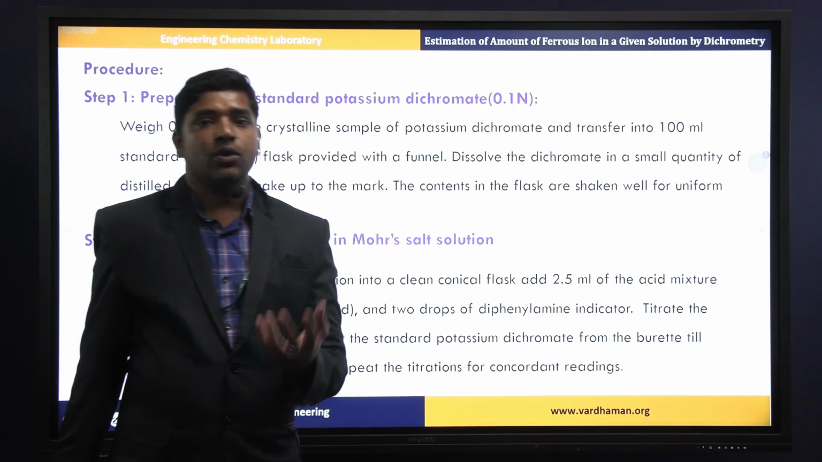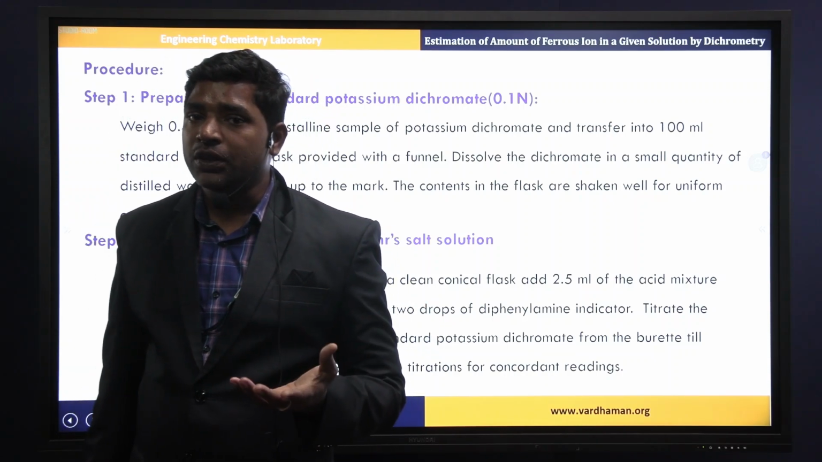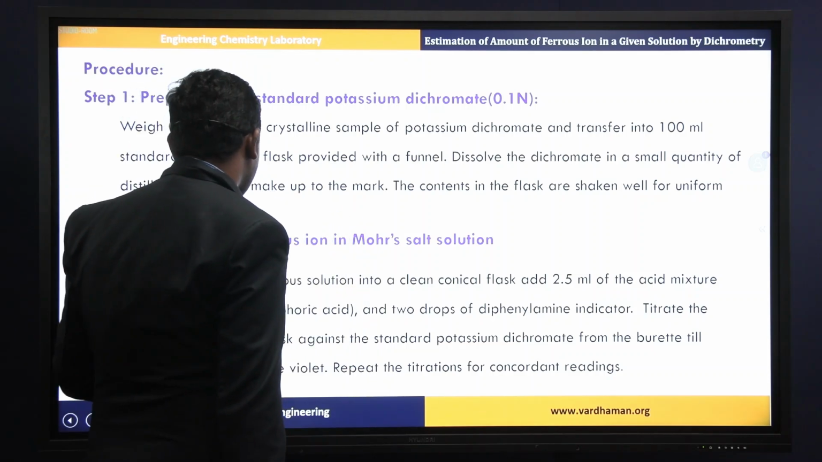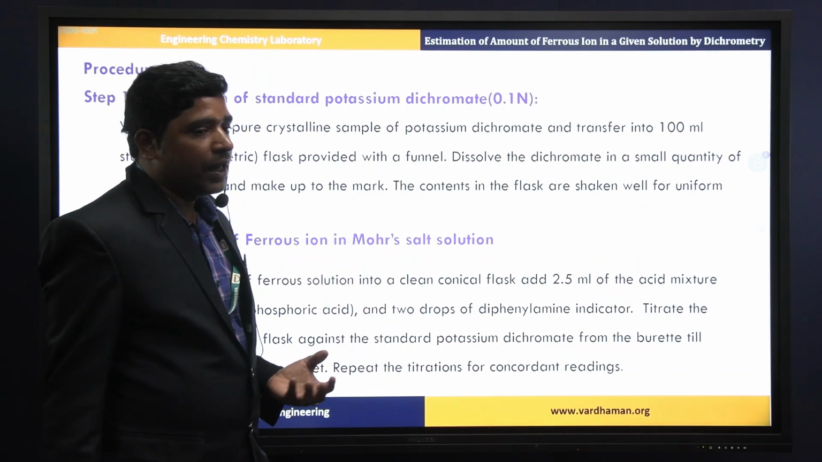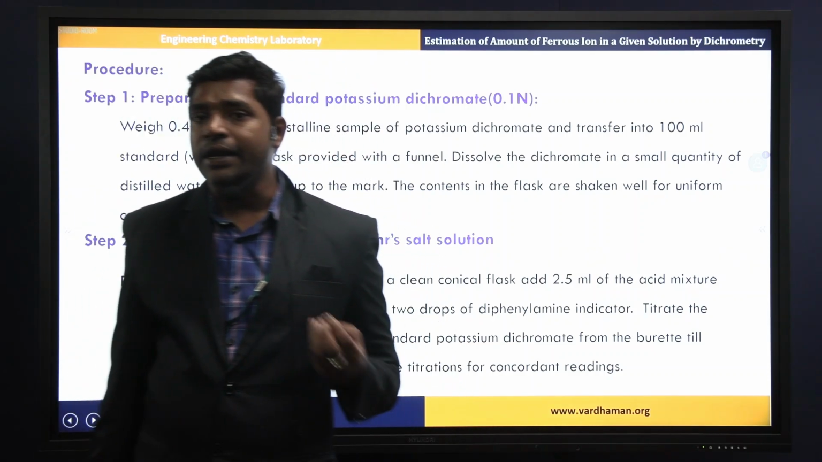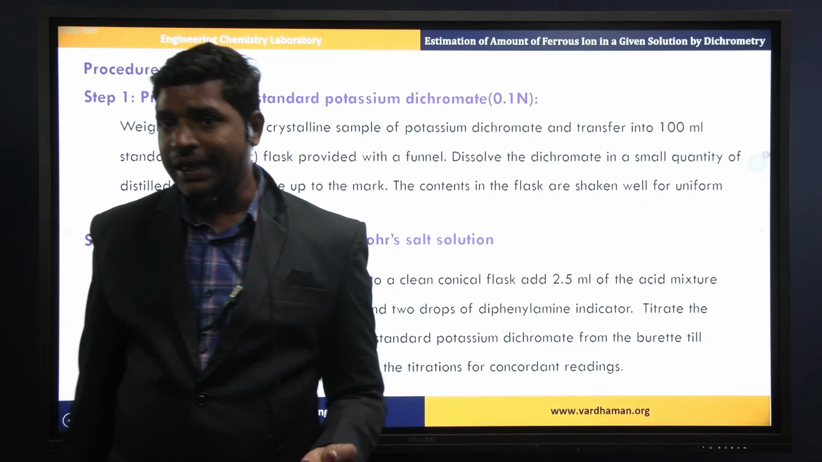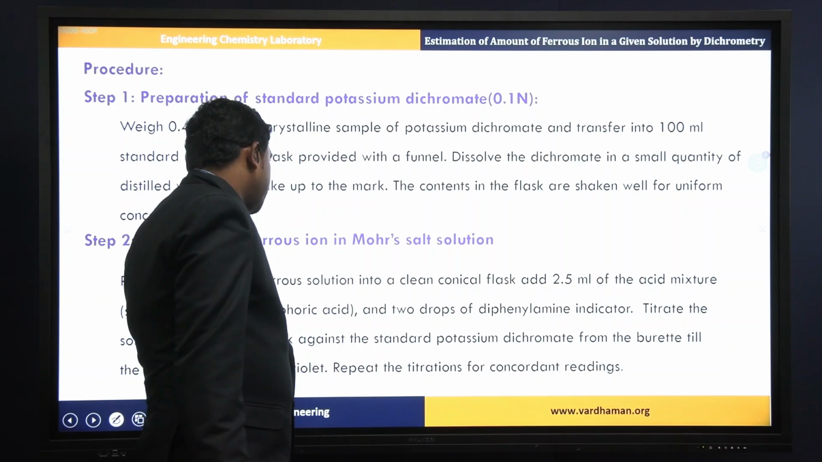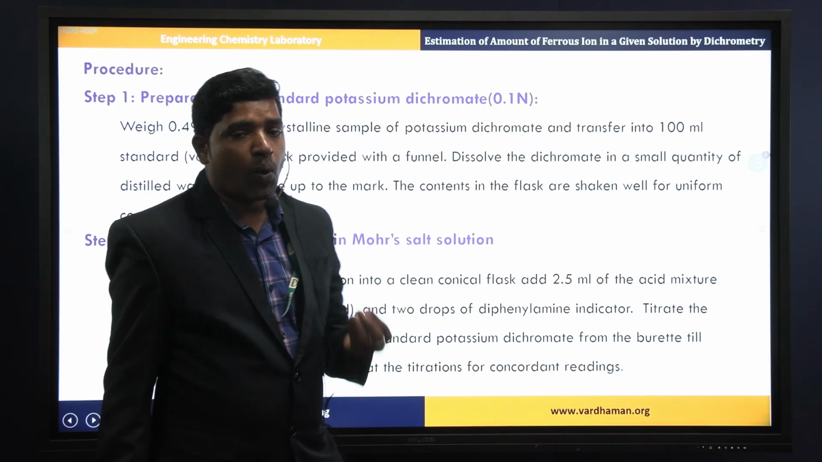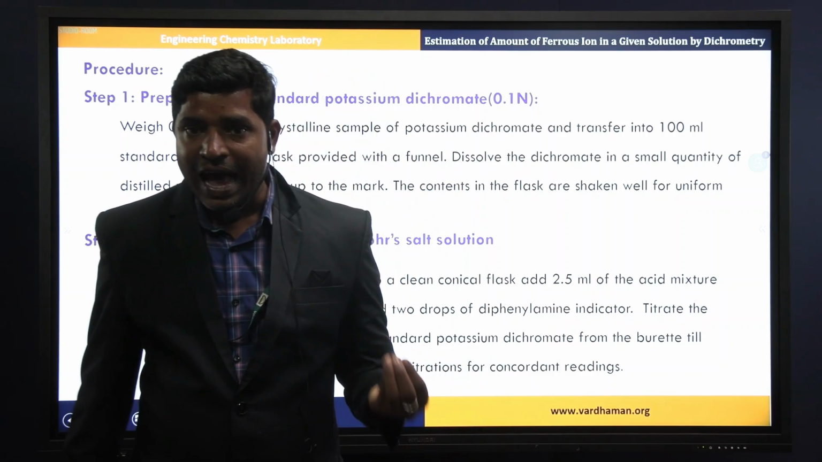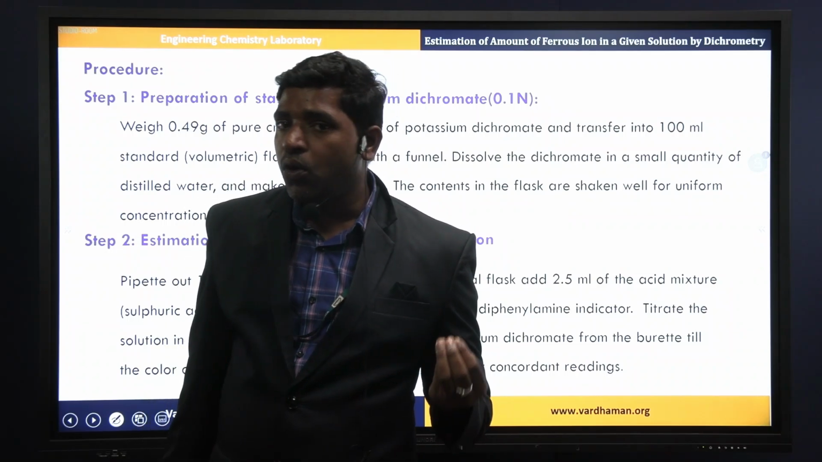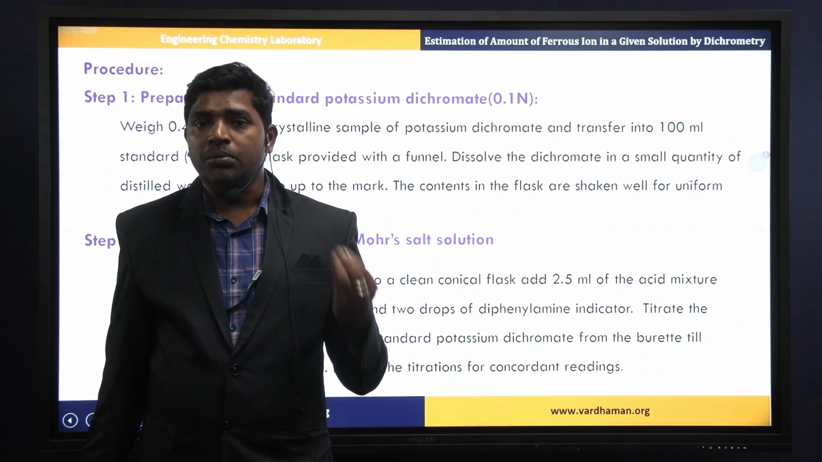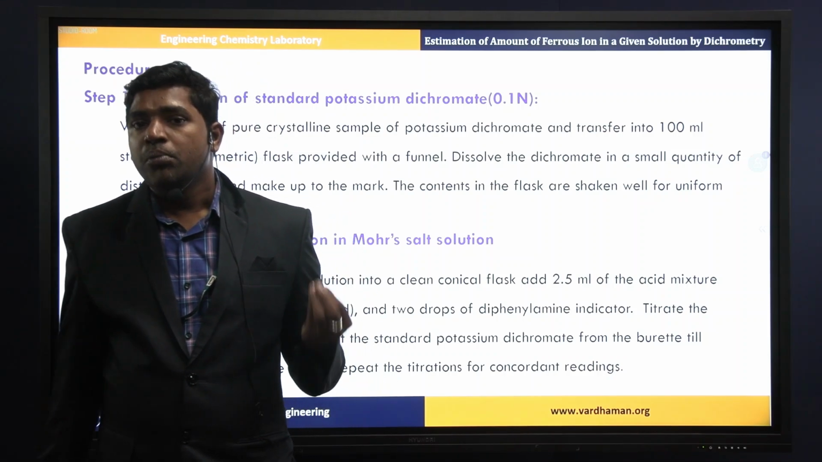This colorless solution is titrated against the potassium dichromate present in the burette. Initially we should get a light green color. That light green color indicates the formation of chromic ions. At the end point, we should get a violet blue color. When we observe the violet blue color in the conical flask, that indicates the end point or neutralization point. So we stop the titration and note down the burette readings.